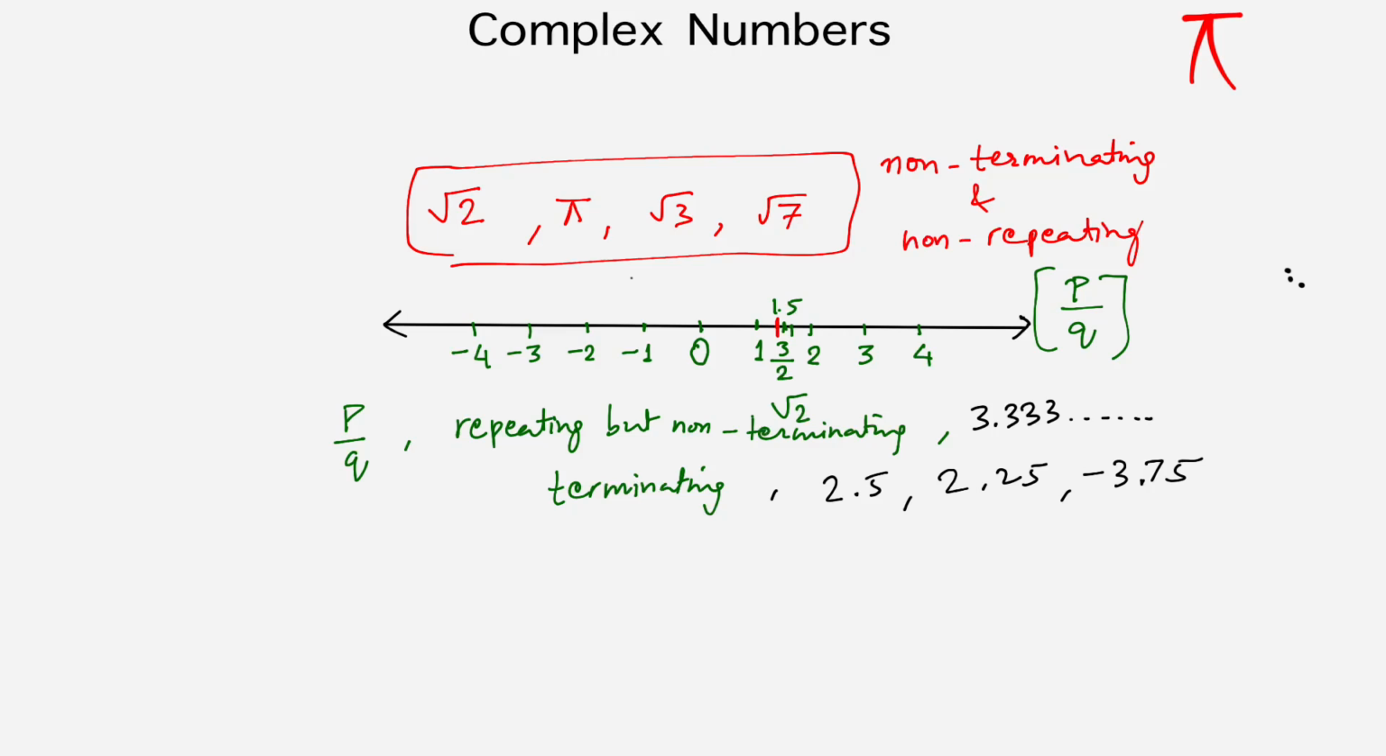Now real numbers is a really big family. It includes all the rational numbers and all the irrational numbers, and that can be represented on a number line. But there are numbers which are not real numbers. So we are going to learn something like that in this video.